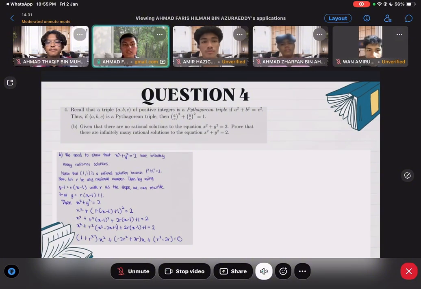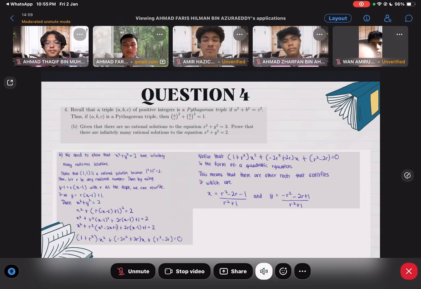Now for question B, given that there are no rational solutions to the equation x squared plus y squared equals 3, prove that there are infinitely many rational solutions to the equation x squared plus y squared equals 2. Now, we need to show that x squared plus y squared equals 2 has infinitely many rational solutions. To solve this question, we first need to find a rational solution that satisfies the equation.